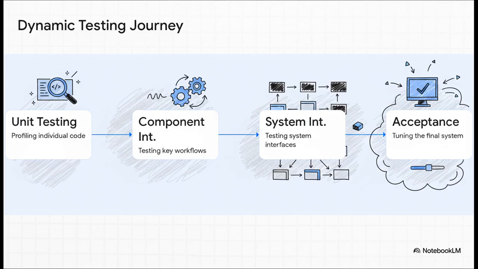And dynamic testing isn't just a single event. It's more like a journey that gets bigger as you go. It starts small, with developers profiling individual bits of code to see if any are slow. Then you move up, testing how key workflows perform when they're all connected. From there, you test how the whole system talks to other systems. And finally, you get to the big one, tuning the entire application in an environment that looks just like the real thing before it ever goes live.